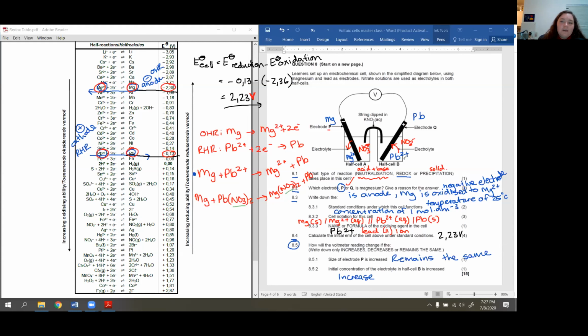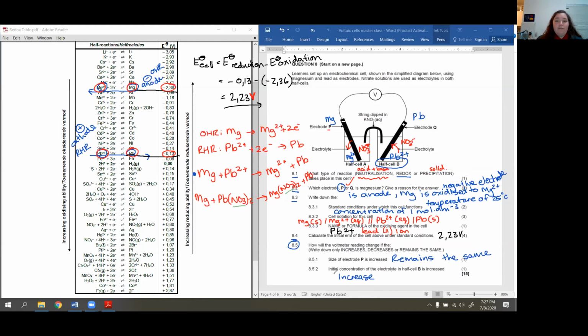The next bit asked about the initial concentration of the electrolyte in half cell B. So you've got to carefully look at half cell B. Half cell B is our positive electrode, and it's the lead 2 plus to lead. Sorry, wrong way around. That means that lead 2 plus is a starting material.